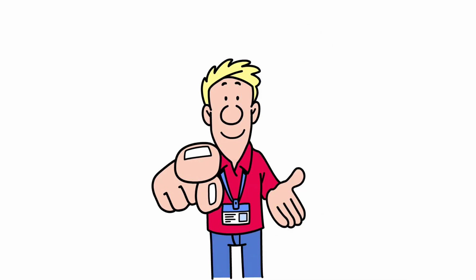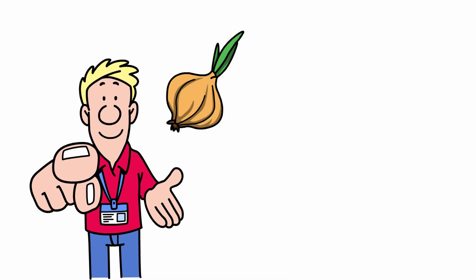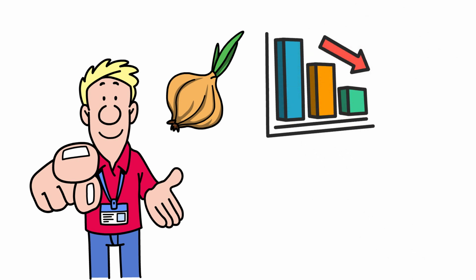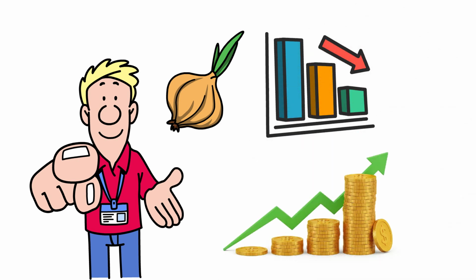Have you ever wondered why the price of onions suddenly goes up, or why an entire country's economy can go into recession? Both are economic problems, but they belong to two very different worlds of economics.